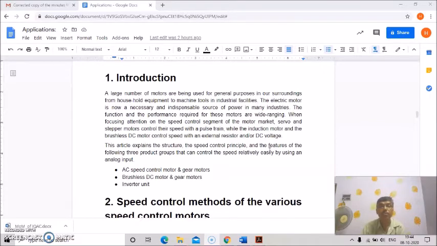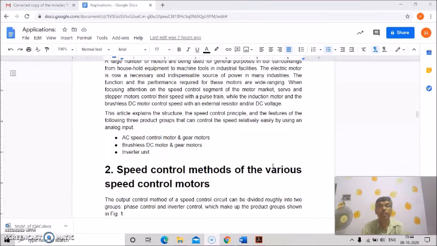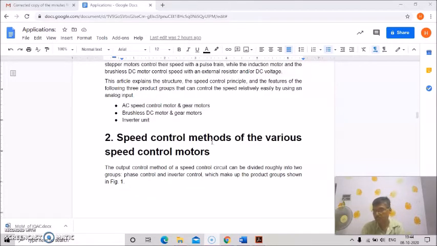In this discussion, we will explain in short the structures, the speed control principle, and features of the following three groups of drives that can control the speed relatively easily by using an analog input: AC speed control motors and gear motors, brushless DC motors and gear motors, and inverter units, which are most essential for the speed control of AC motors. So basically in short we'll go through this.